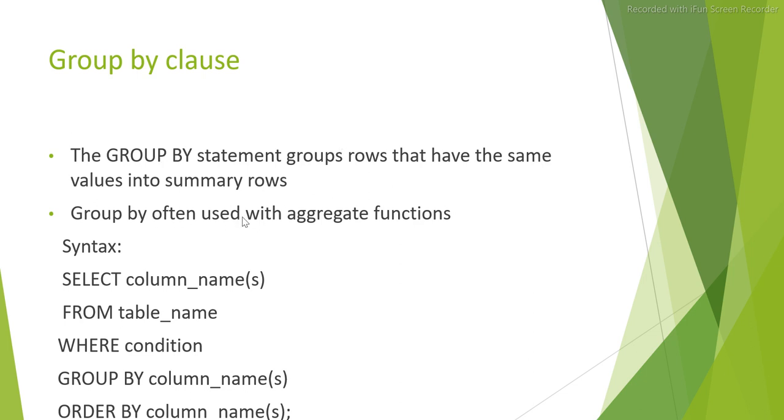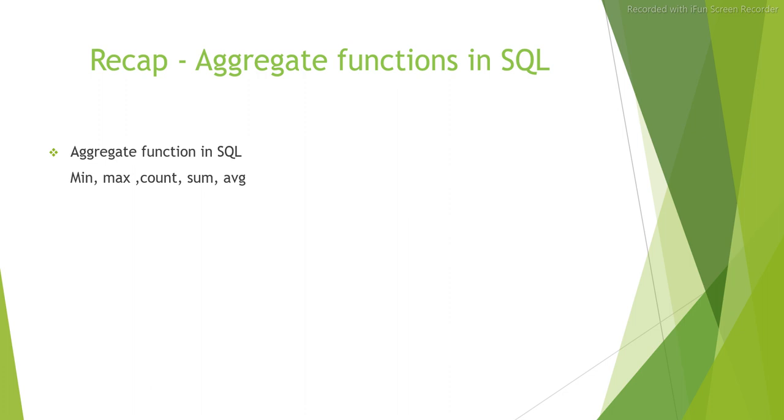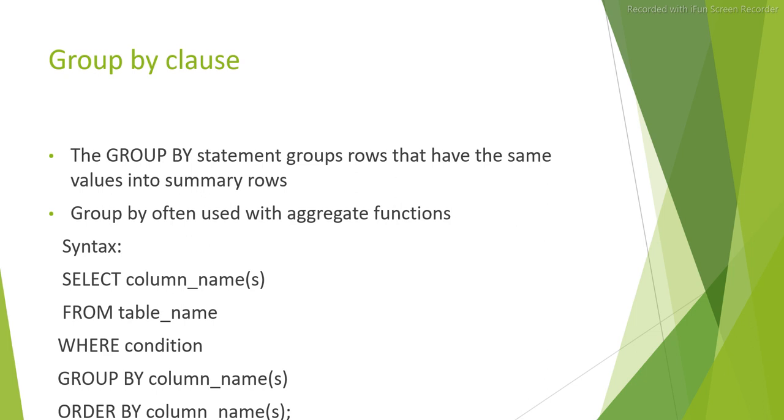Group by is often used with the aggregate functions that I mentioned. We have the five aggregate functions: min, max, count, sum, and average. And the grouping of the data will work together with these aggregate functions. I'll come back here later, but let's first try to understand group by as a concept.